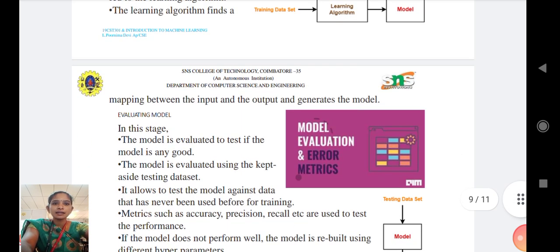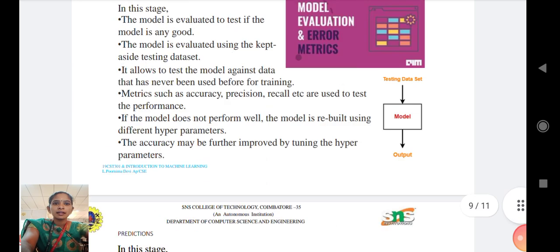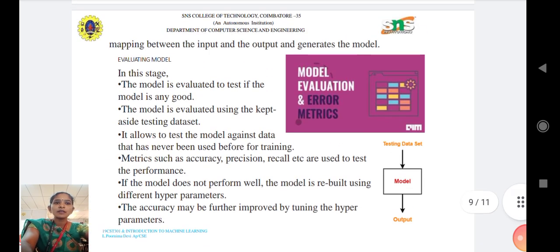And the next one is testing model. This model is evaluated to test if the model is any good. The model is evaluated using the kept-aside testing data set. It allows us to test the model against data that has never been used before in training. Metrics such as accuracy, precision, recall, etc. are used to test the performance.